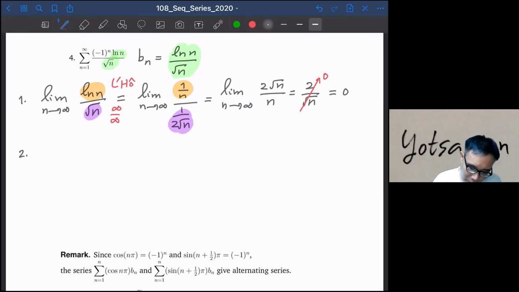For the second, you need to show decreasing. For showing decreasing, you need to differentiate. So this one is kind of difficult to use direct comparison.